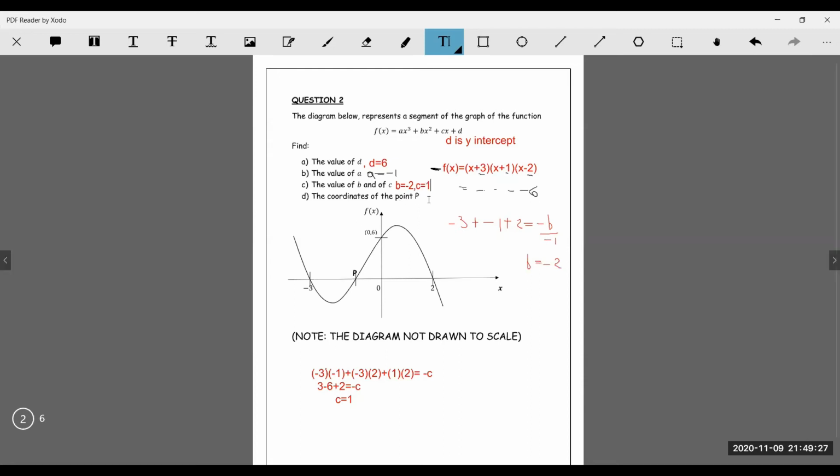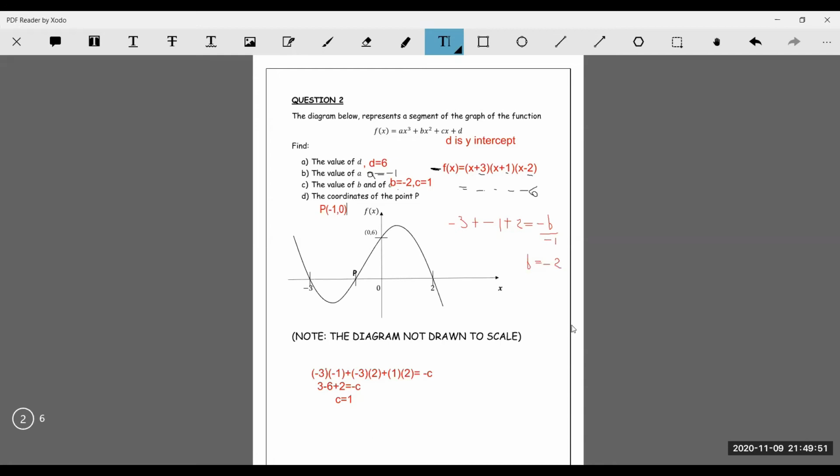Now, after we get that, they wanted the coordinates of P. P is just the next root. We found P a long time ago. So let's just tell them what P is. P is the coordinate negative 1, 0.